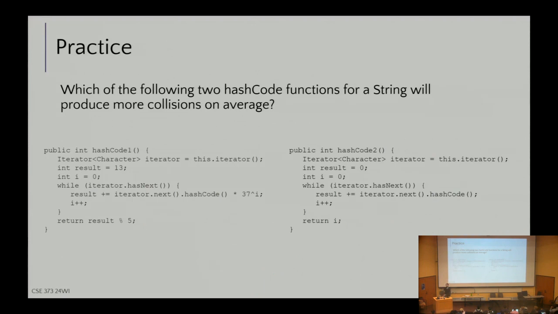Okay, here's a good practice. Look at these two hash code functions and discuss with those around you. Let's say take two minutes. Which one will produce more collisions on average? Go ahead, chat for a little bit.